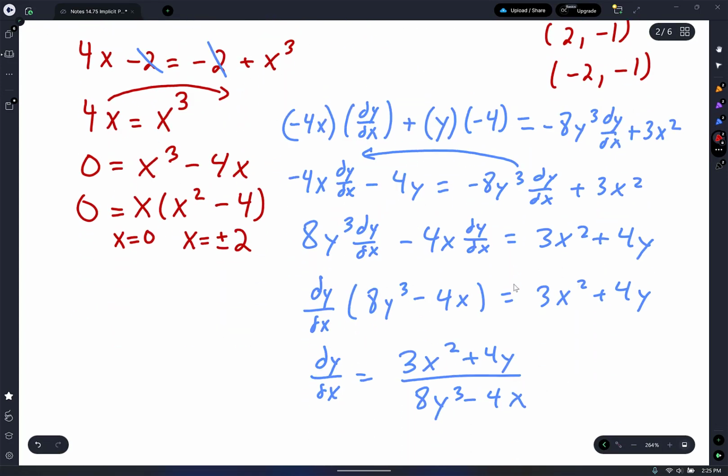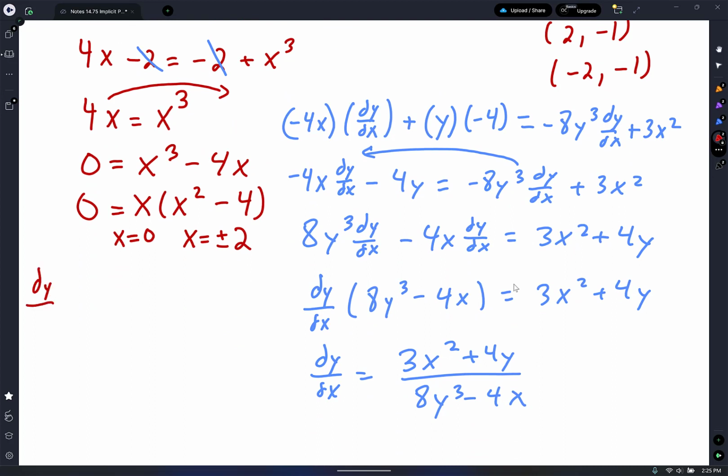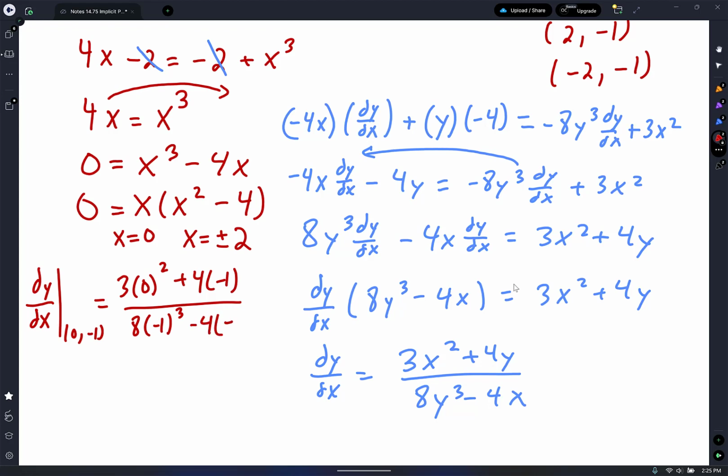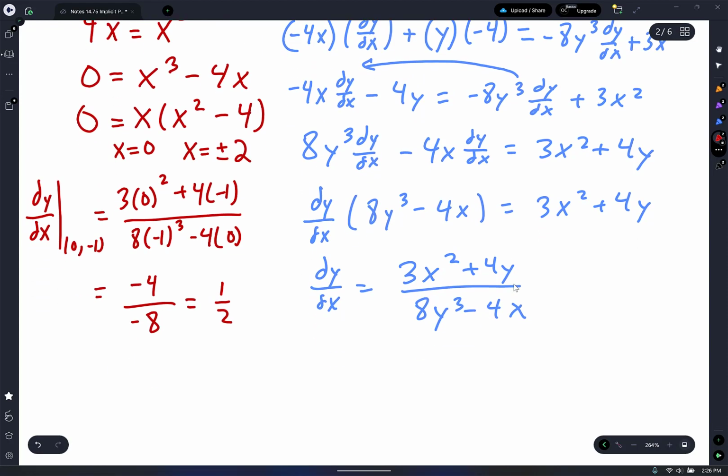Well, with the point (0, negative 1). So I'm going to come over here, and I'm going to write dy/dx at (0, negative 1) equals, and I'm just going to plug in 3 times 0 squared plus 4 times negative 1 over 8 times negative 1 to the third minus 4 times 0. Almost made a mistake there. So that is negative 4 over negative 8. What's negative divided by negative? Positive. So here's my tangent for that one.